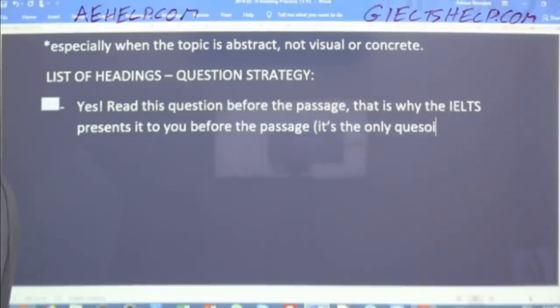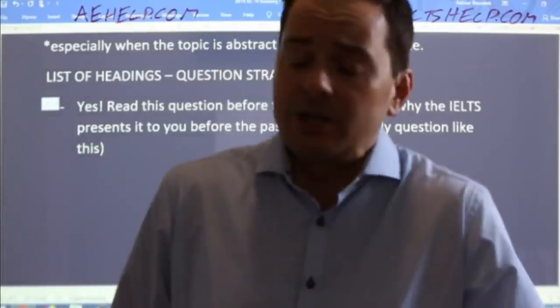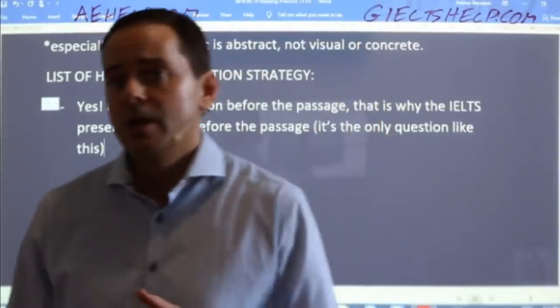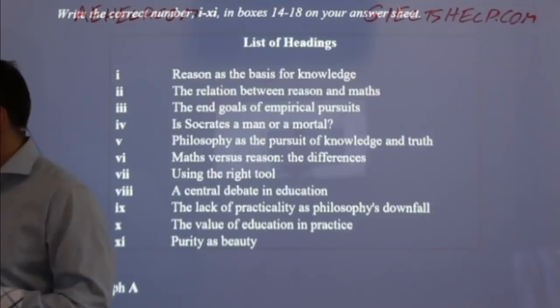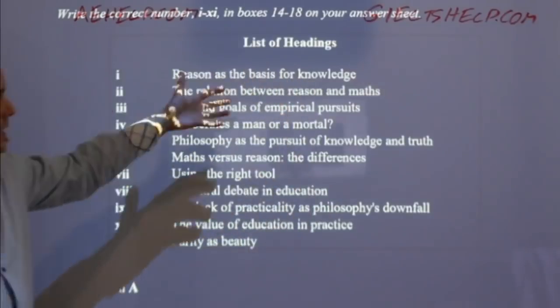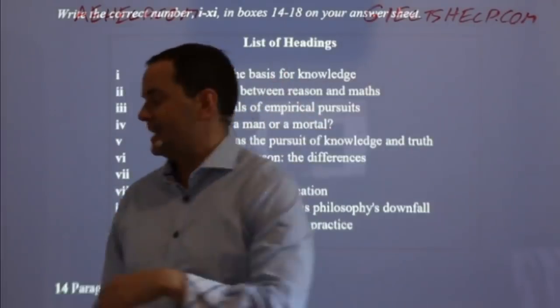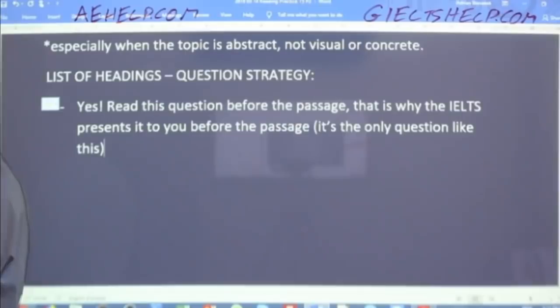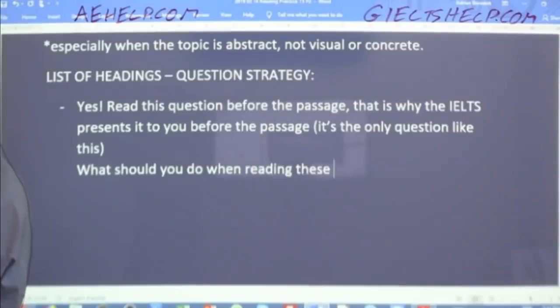It's the only question like this. Okay? Every other question type is given to you after the passage, because according to the IELTS, for the other questions, you maybe shouldn't even read them till after you're done reading the passage. Okay? So it's a very logical reason that the IELTS exam shows you this question before the passage, because they want you to read it before the passage. Okay, so read it before the passage. What should you do when you're reading this question before the passage?